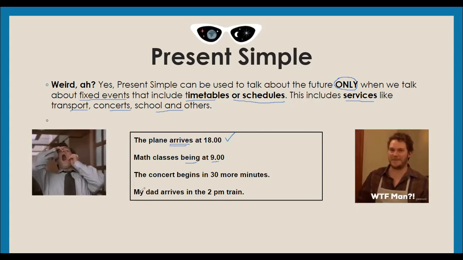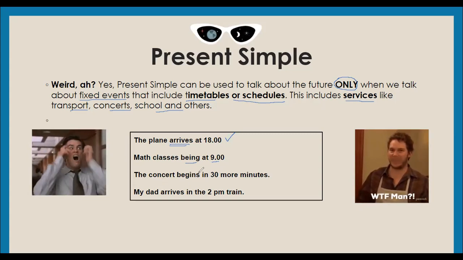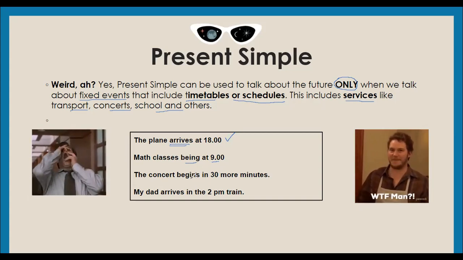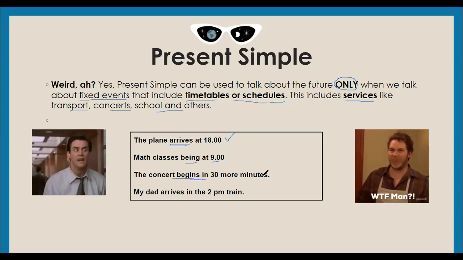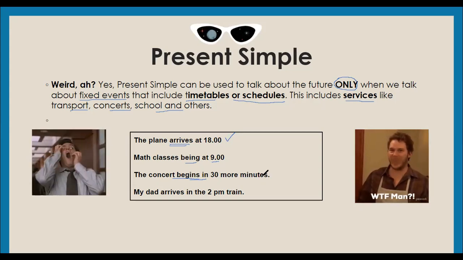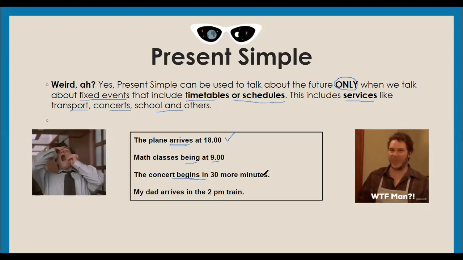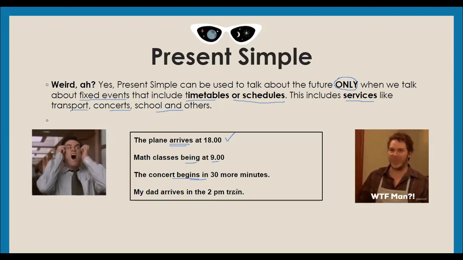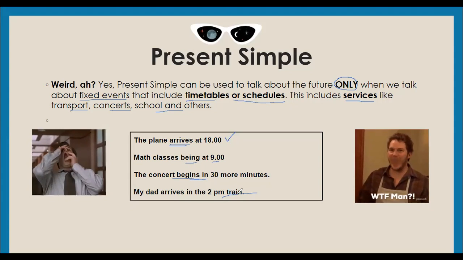In the future. Now, another example could be a concert. Concerts and everything official, like a service, also have a timetable. In this case, the concert begins in 30 more minutes. According to the people in production, let's say that right now it is 9 p.m. and the concert begins at 9:30. So it's programmed to start at that time. And my dad arrives on the 2 p.m. train. Trains are also a service, and they work around time.